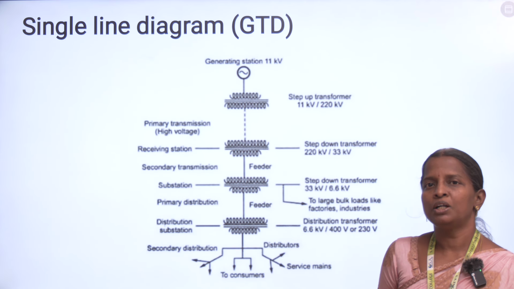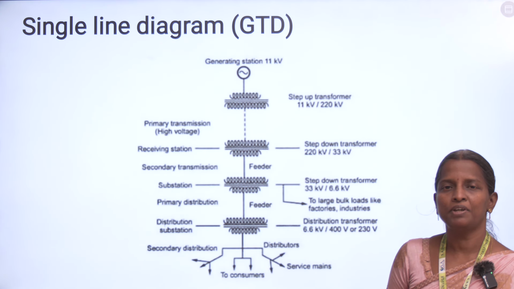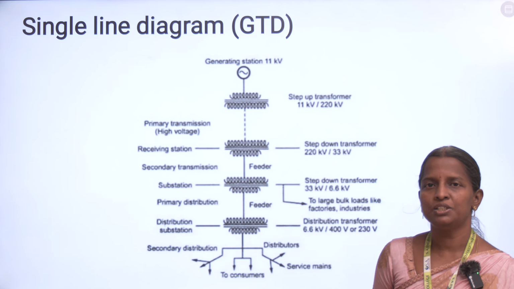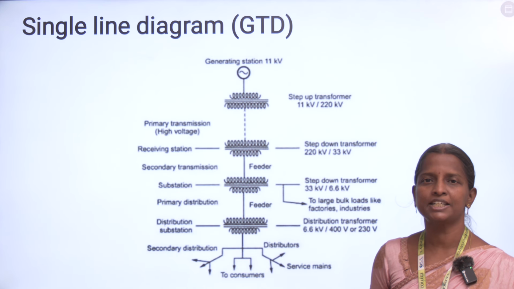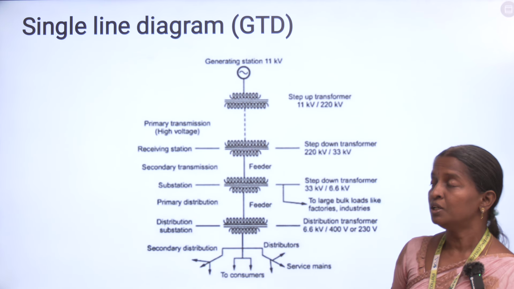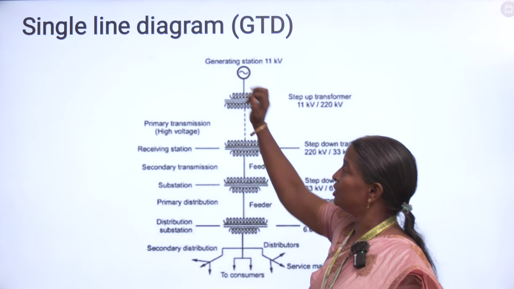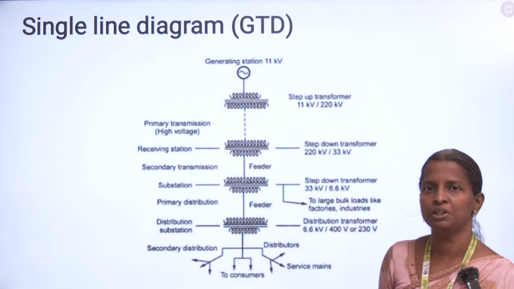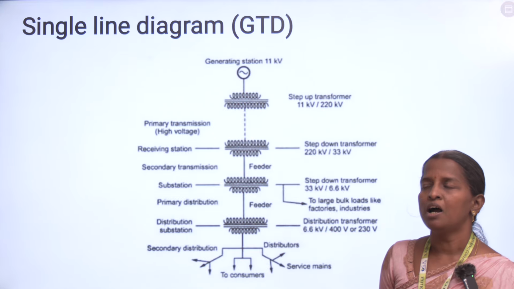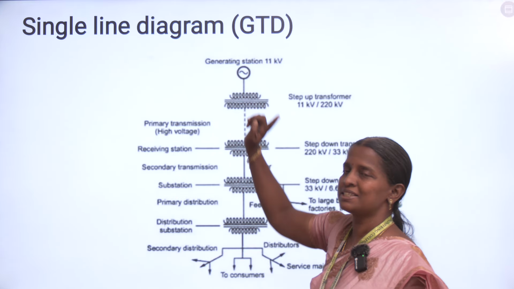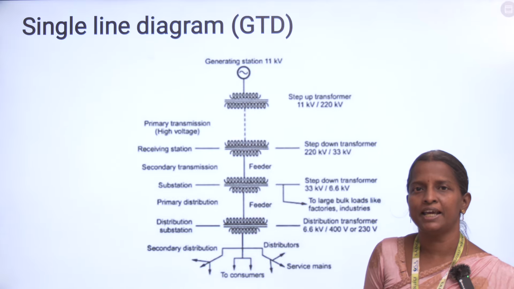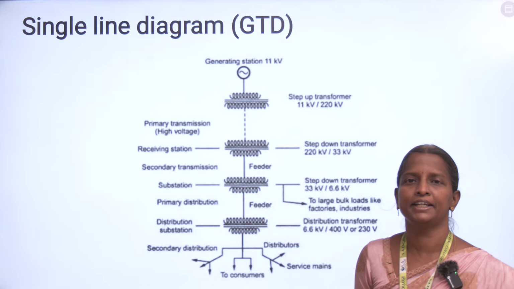In this, the important topic is the single line diagram. So we have to start from the single line diagram. It is simply GTD, that is generation, transmission and distribution. So this is the generating station. This generating station will generate the electrical voltage, around 11 kV, and this sinusoidal sign represents that it is alternating current. That is, we are not generating direct current, we generate only alternating current.